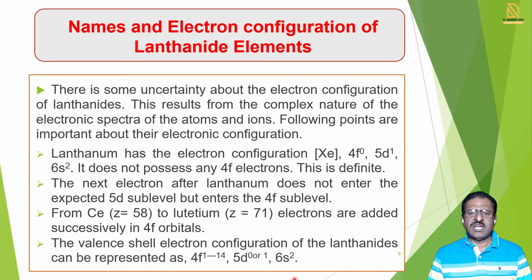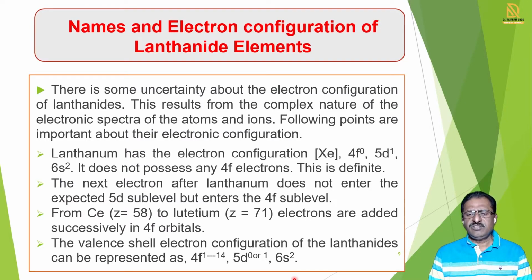So there is an equal chance or possibility to fill the electron in 5d or 4f, and because of that, an electron can fill either in the 4f or in the 5d. And so the electronic configuration is not fixed, and it can change from one orbital to another orbital or one shell to another shell. So this results from the complex nature of electronic spectra of the atoms and ions.